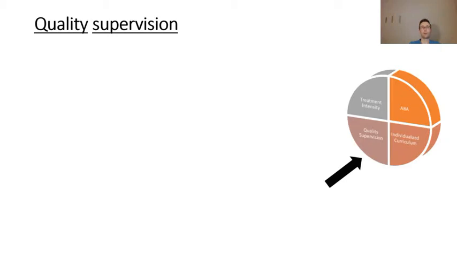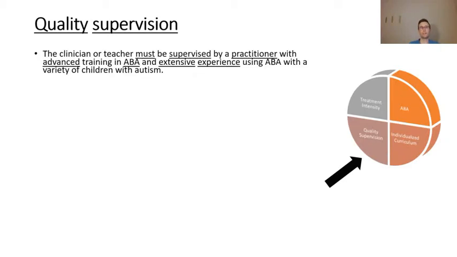All right. Now, quality supervision is another. Now, the clinician or teacher, so what we're talking about here is, I mentioned EIBI should continue into school, right? And so this discussion includes clinicians and teachers. The clinician or teacher must be supervised by a practitioner with advanced training in ABA and extensive experience using ABA with a variety of children with autism.